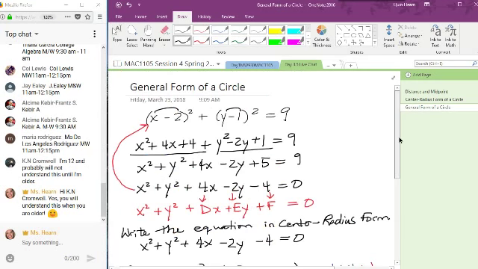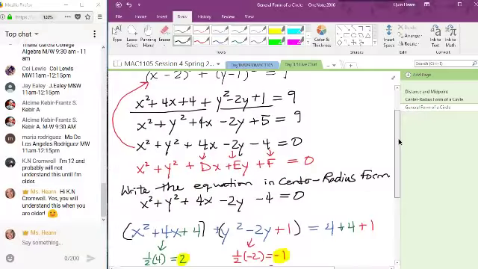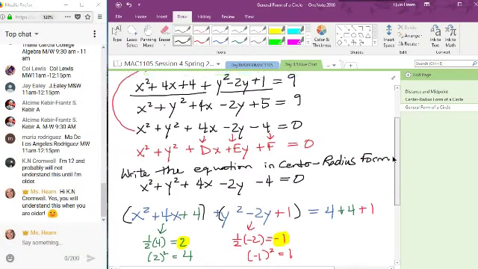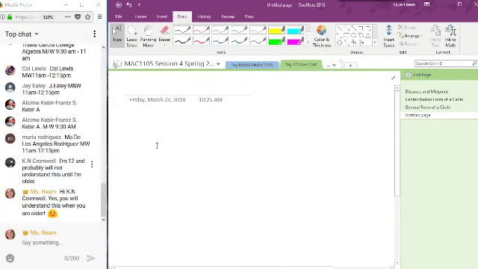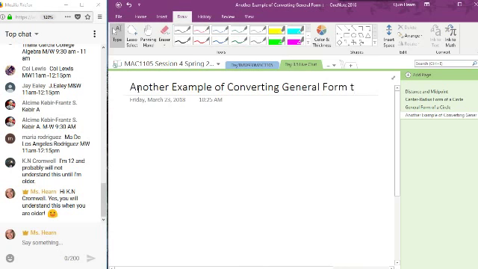Okay, so I'm gonna make a new page here. Another example of converting general form to center radius.